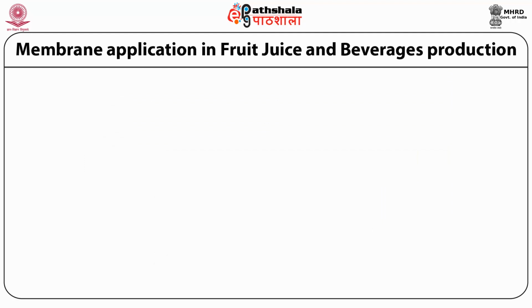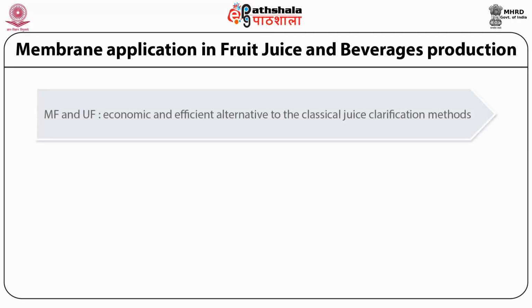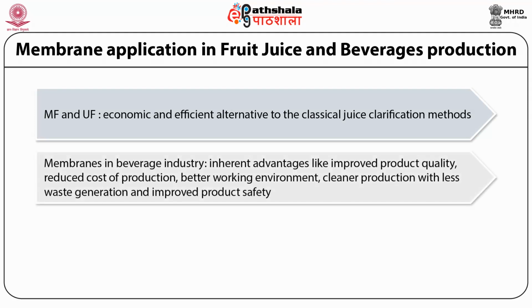Membrane application in fruit juice and beverage production. MF and UF are the economic and efficient alternatives to the classical filtration methods available for clarification of different juices. The use of membrane processing in the beverage industry has several inherent advantages, like improved product quality, reduced cost of production, better working environment, cleaner production with less waste generation, and improved product safety.